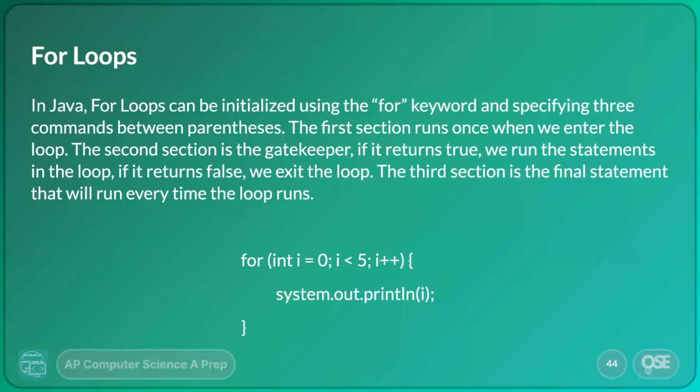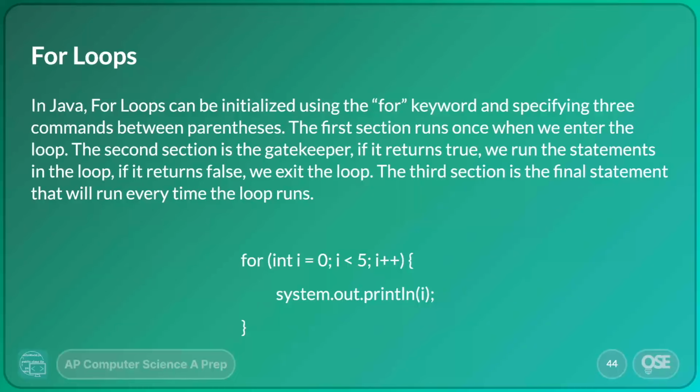In Java, for loops are initialized using the for keyword and by specifying 3 commands between parentheses. The first section specifies what to run when we enter the loop. The second section is called the gatekeeper. If it returns true, then we run the loop. If it returns false, then we exit the loop. And the third and final section is the statement that runs every time the loop runs.